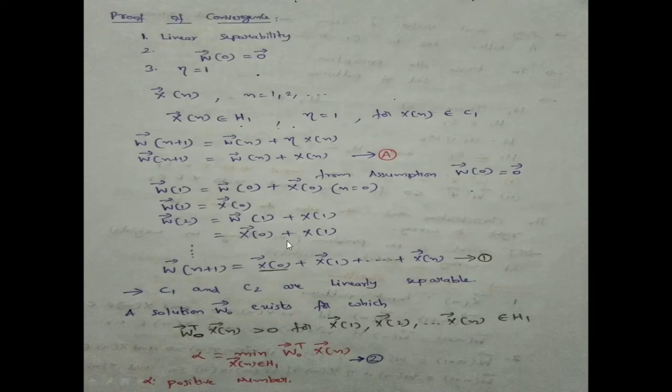As we continue, we will ultimately get w of n plus 1 equal to x of 0 plus x of 1 plus so on up to x of n. Let us assume that this is equation 1. Here we are considering x of 0 plus x of 1 and so on up to x of n, but we do not consider x of 0 while solving the equations because this is a fixed input.